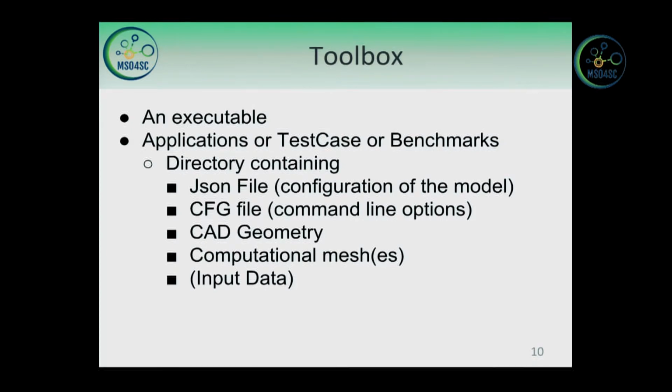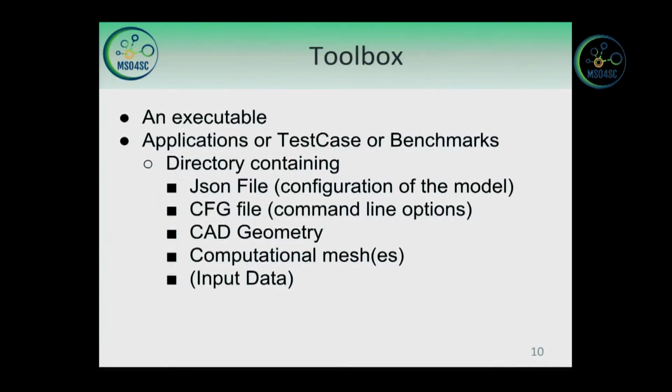So what is a toolbox? It's basically an executable, and each application, an application is actually a directory with a set of files. These files are a JSON file. There could be one or more, depending on the number of physics you are dealing with. JSON is a data exchange format, which is less verbose than XML. It's heavily used by all these Web 2.0 application services. We find it nice. Lorenzo showed you some examples yesterday evening.